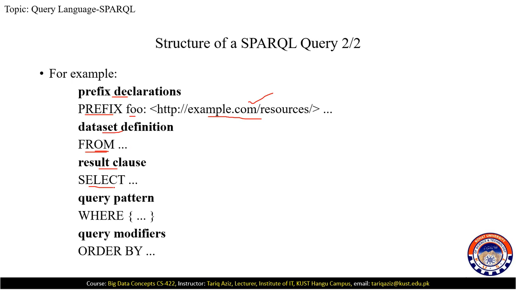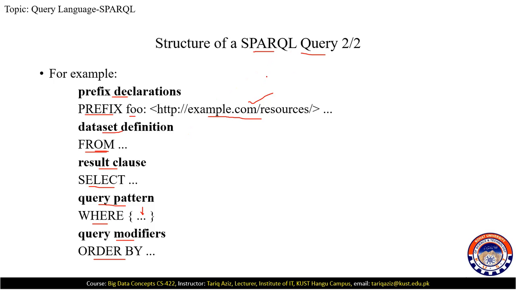And then how will we use the result clause? The SELECT statement basically represents the result clause, and it's the same as in SQL. And then we have to mention the query pattern. How? By using the WHERE clause, and inside the WHERE clause we will mention our conditions. So it is also the same as SQL. And then finally we will mention the query modifiers. This is one example of the query modifiers: ORDER BY. We are also familiar with this terminology, as we used it in the SQL query language. So this is the basic structure of a SPARQL query.